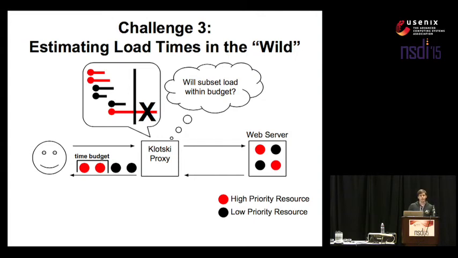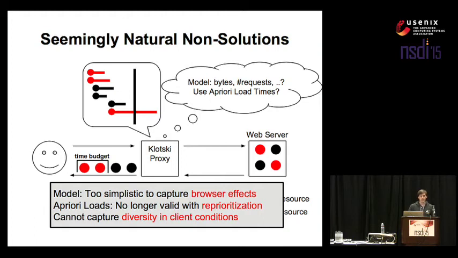seemingly natural solutions to model this web page load time given a subset of resources, which don't actually work. So you can try to do some simple models like the number of bytes in the selected subset, the number of requests that it'll take, the number of resources, things like this. But these are actually all too simple of a model, and they don't capture the effects that browsers have when a web page is actually loaded.